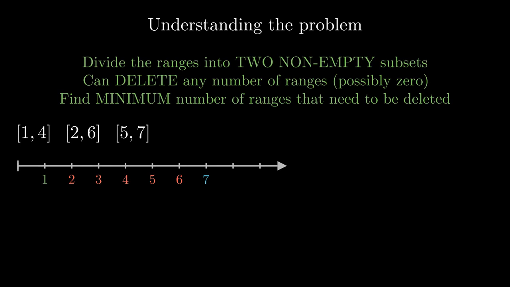We can see that they all belong to the same subset, and removing 2, 6 gives us two non-empty subsets. Hence, the minimum number of ranges we need to delete is 1.